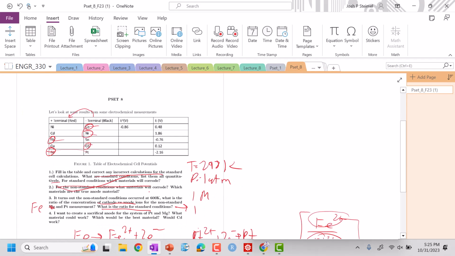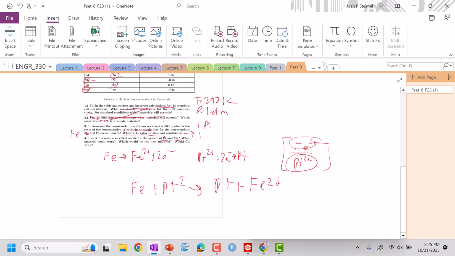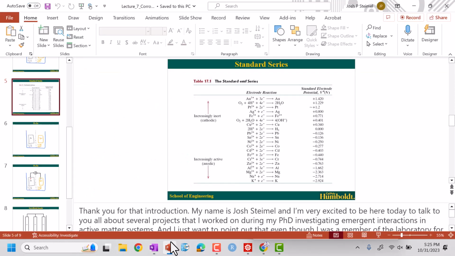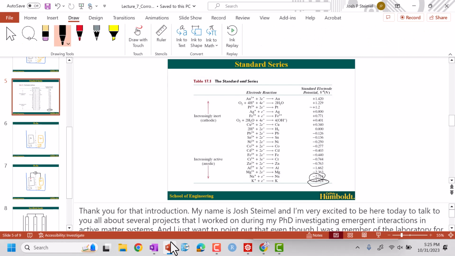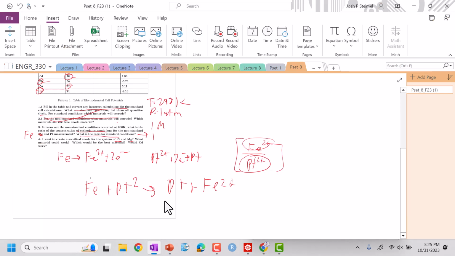Fantastic. Finally, we are asked to create a sacrificial anode for the system Pt and Mg. What material would work? Could cadmium work? If I have platinum and magnesium and I need to protect magnesium, I'm going to have to pick something even more electronegative, like Na or K. Cadmium will not work.